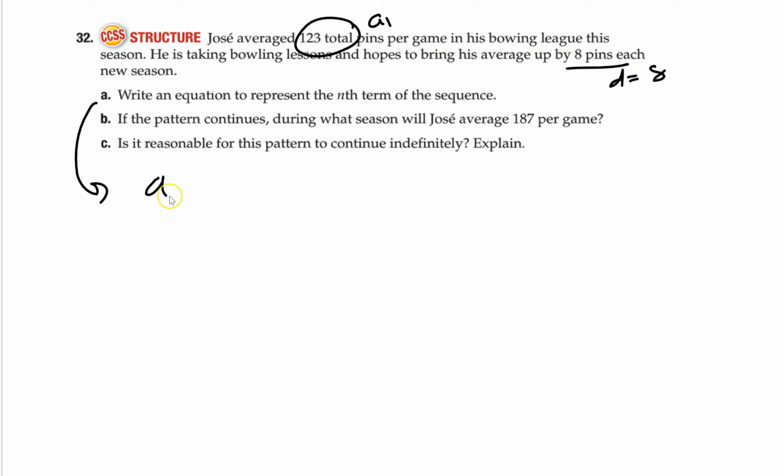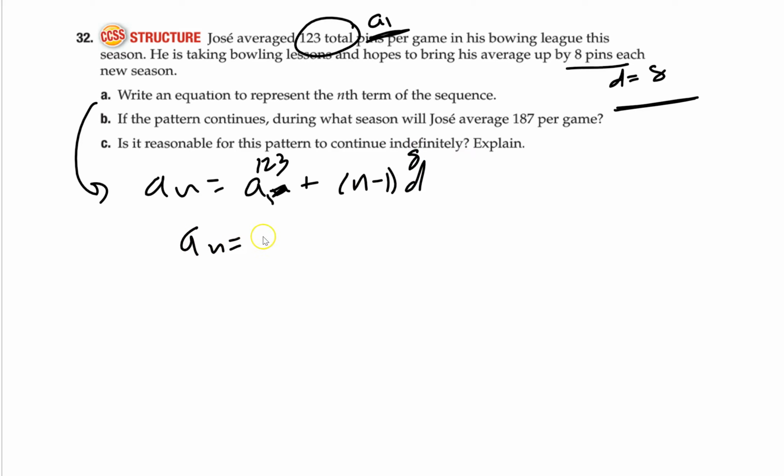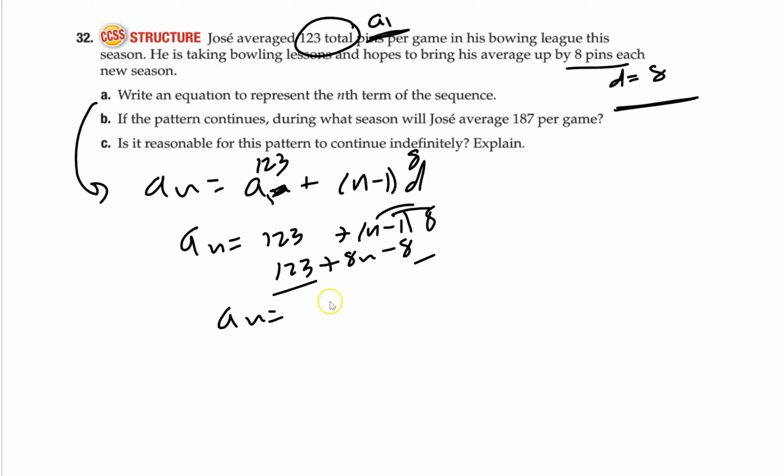Do you want an equation? Remember, the way you write an equation, all you need is 2 things. Funny enough, the same 2 things I got: A1 and the common difference. So this is 123. That should be A1, not AN. That should be an 8. So my general form is going to be 123 plus N minus 1 times 8. Distribute. Don't forget that you multiply 8 by both of them. Add like terms. And you get 8N plus 115. So that's my general formula.